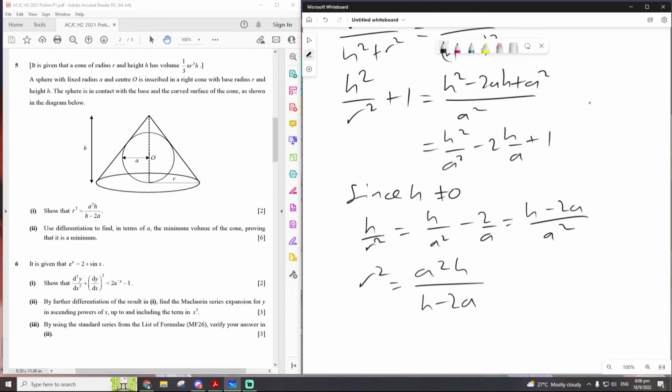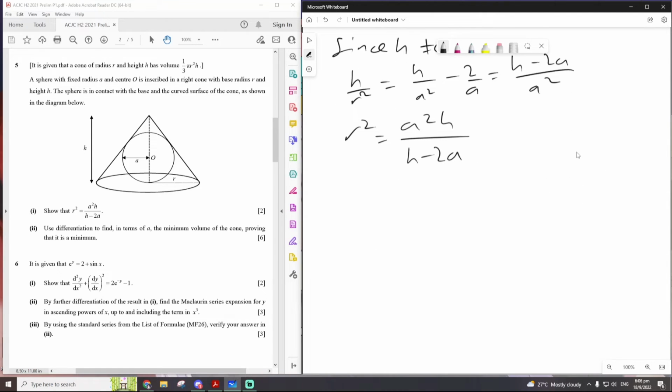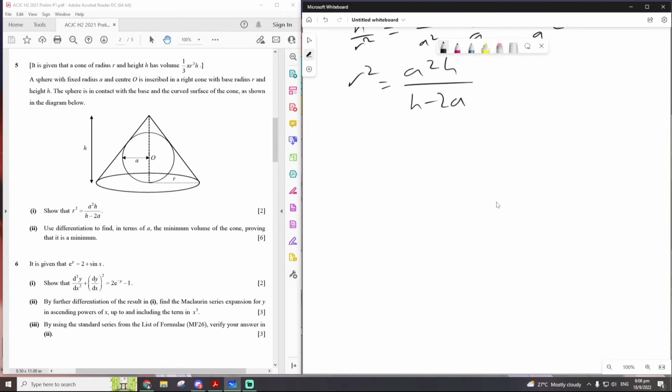We're going to find the minimum volume of the cone using this result. And we are given the formula for the cone. So of course we're going to use r squared in terms of h, and we're going to differentiate with respect to h. So for part 2, we let V be the volume of the cone.